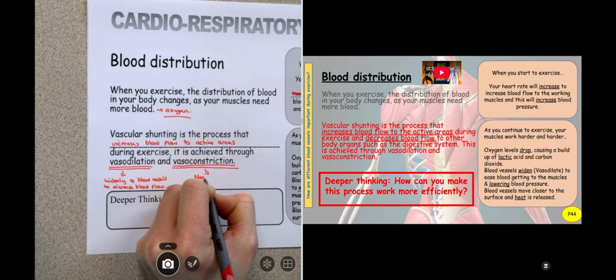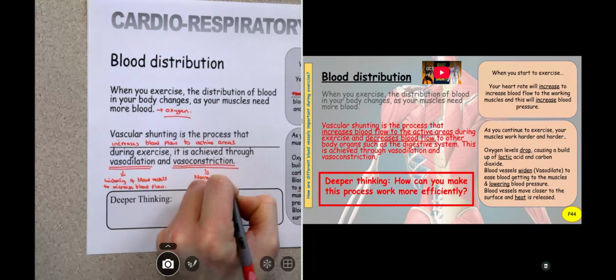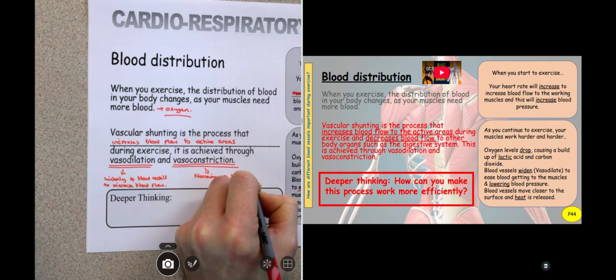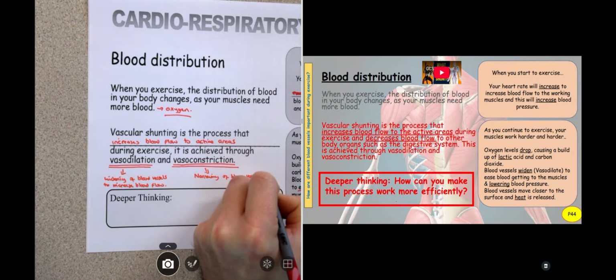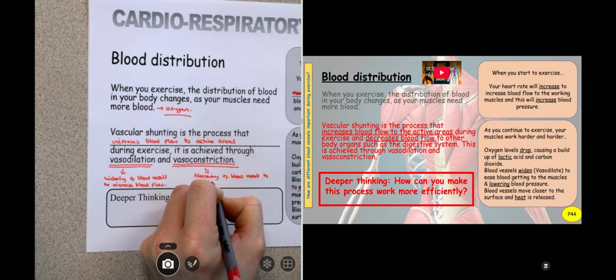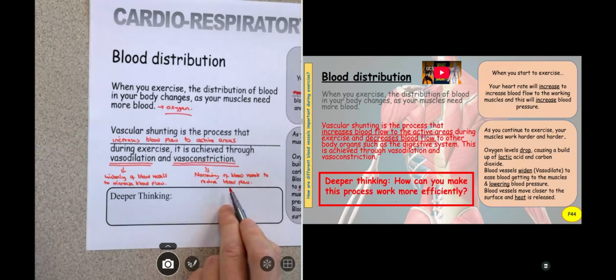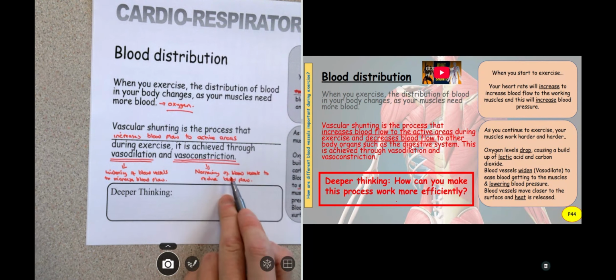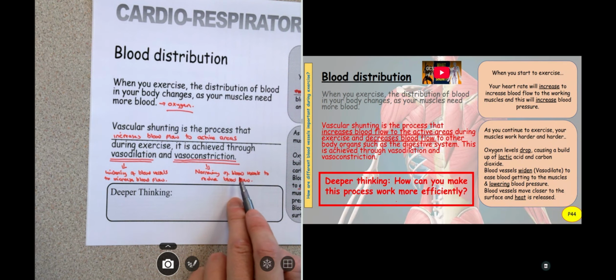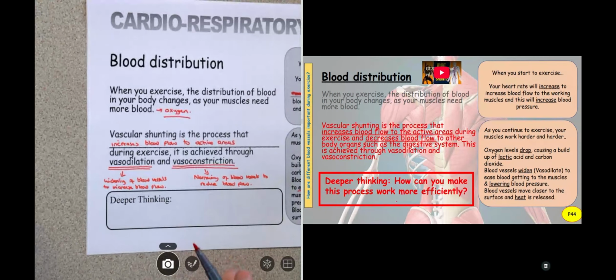Vasoconstriction is the narrowing of blood vessels to reduce blood flow. So that may happen around your digestive system. You're not going to send as much blood to that area of the body, because we need to prioritise where the blood needs to go, which is your working muscles.